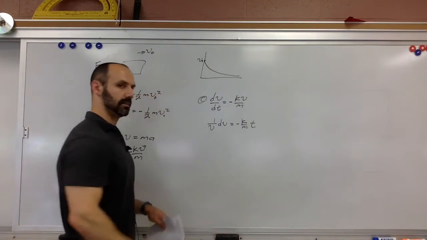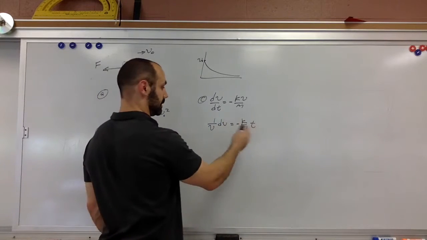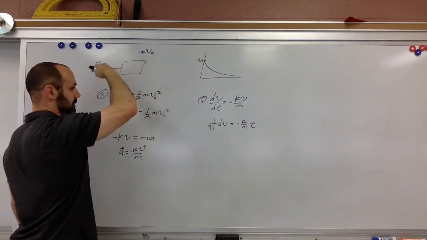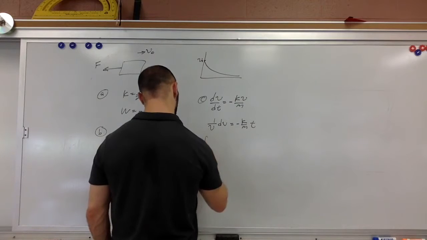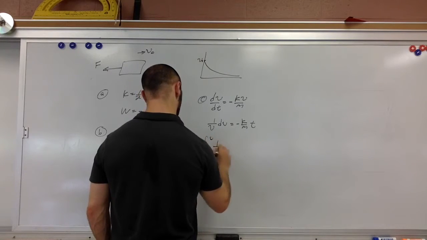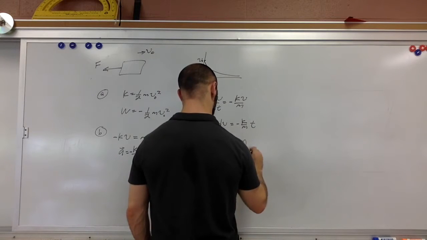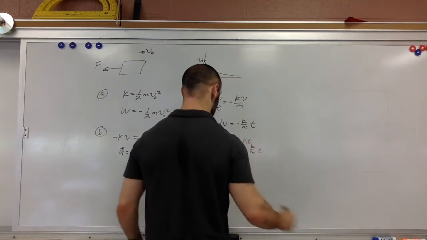I couldn't set this one up before in the other one. I couldn't set it up like this. But now I can, because of this, just having this one term, because there are no other forces here. Right? That's why I end up with just this. So now I have to take the integral from 0 to v of 1 over v dv, and that's equal to the integral of negative k over m dt from 0 to some later time t.